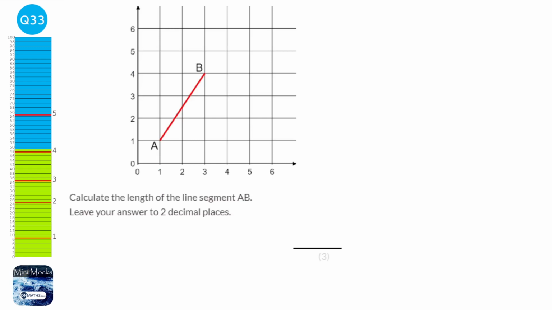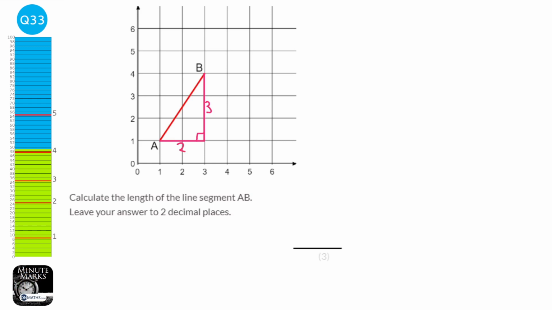So here we can just draw in 2 extra lines, and we can see that it makes a right angled triangle. And we're asked to find the length of the line segment AB. So we're asked to find what this length here is going to be. And we know what the other lengths are. We know that this is 2 and this is 3. So we're going to be using Pythagoras.